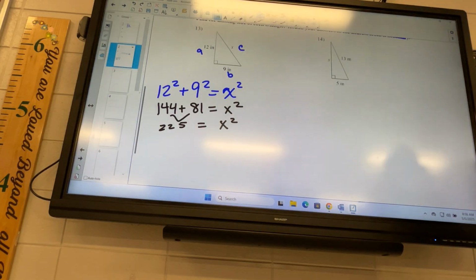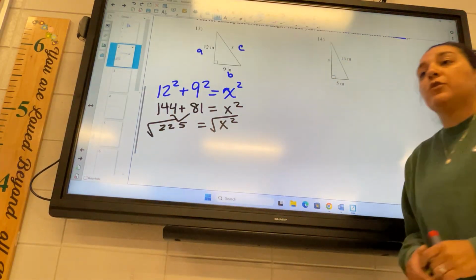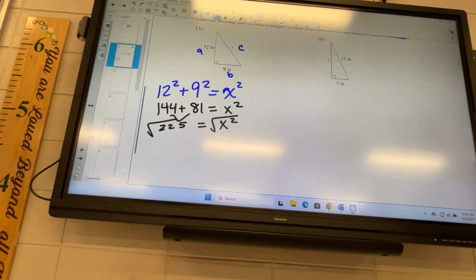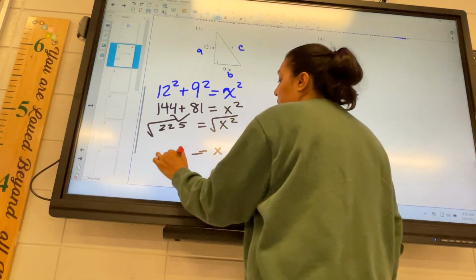Then from that, you have to square root both sides. So square root and square root. You pick your square root button on your calculator, enter 225, and that gives you your x. You just say equals. What does it give you for x? 15. So we get x equals 15.